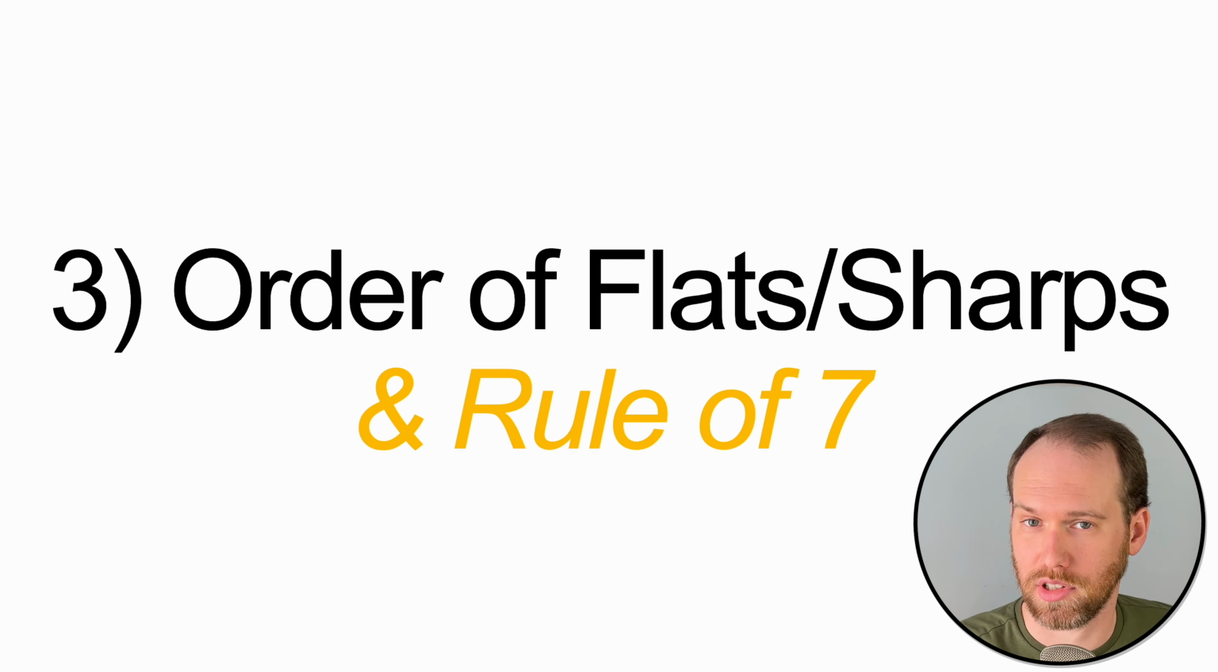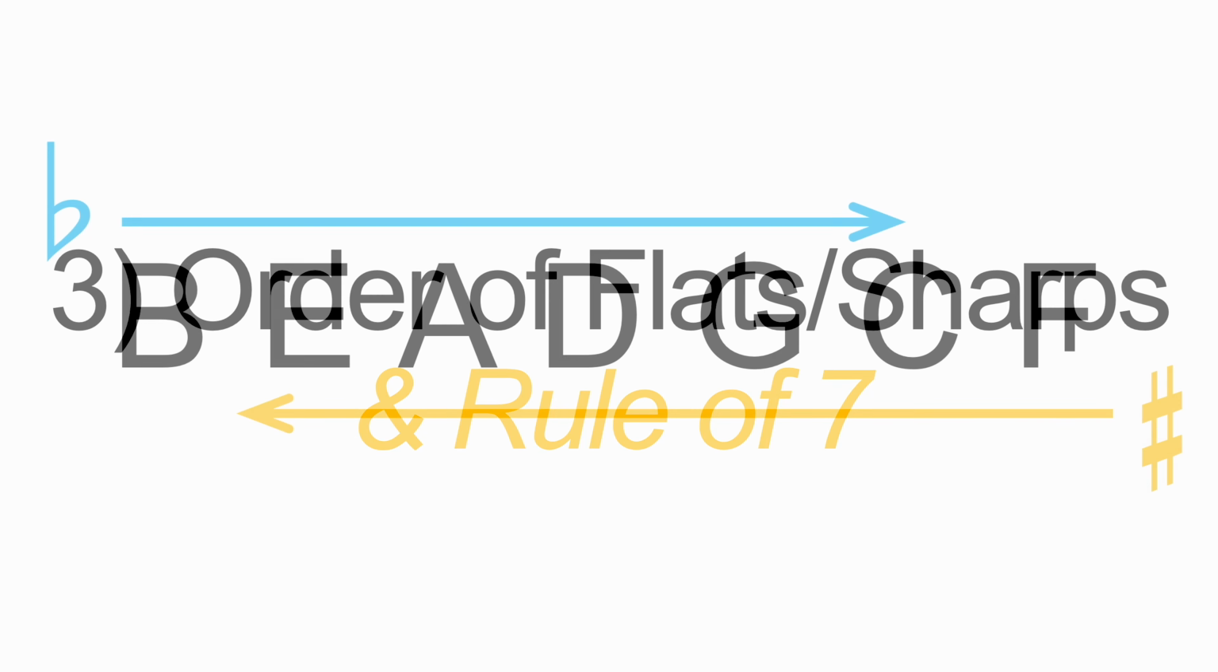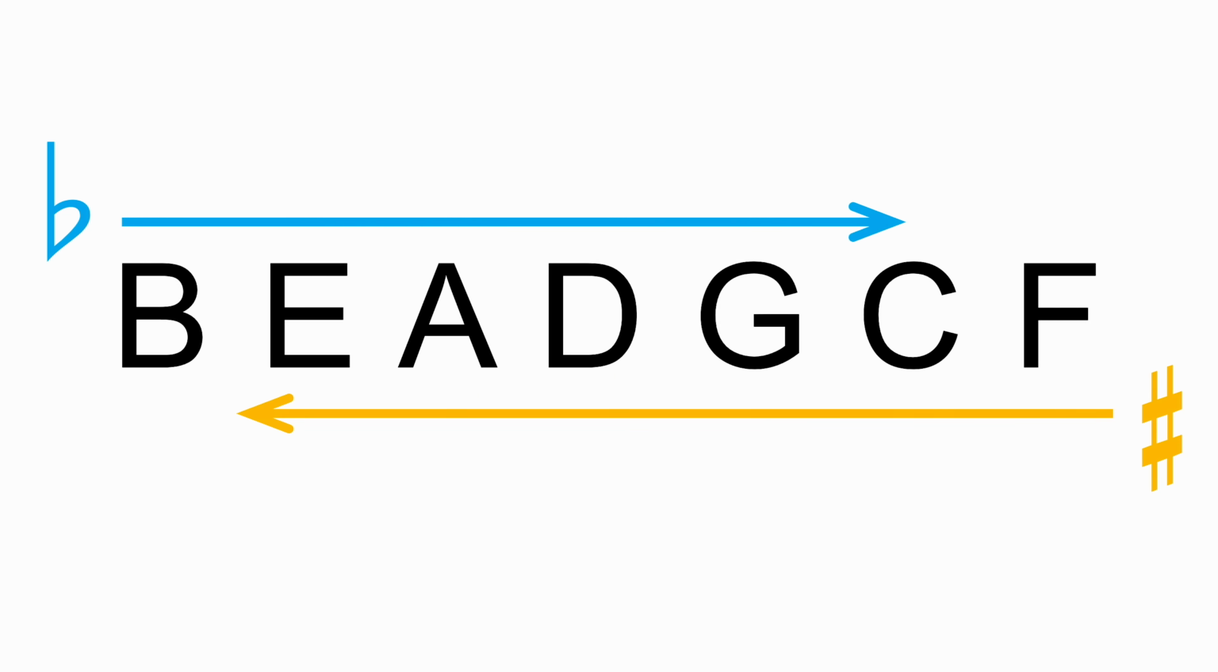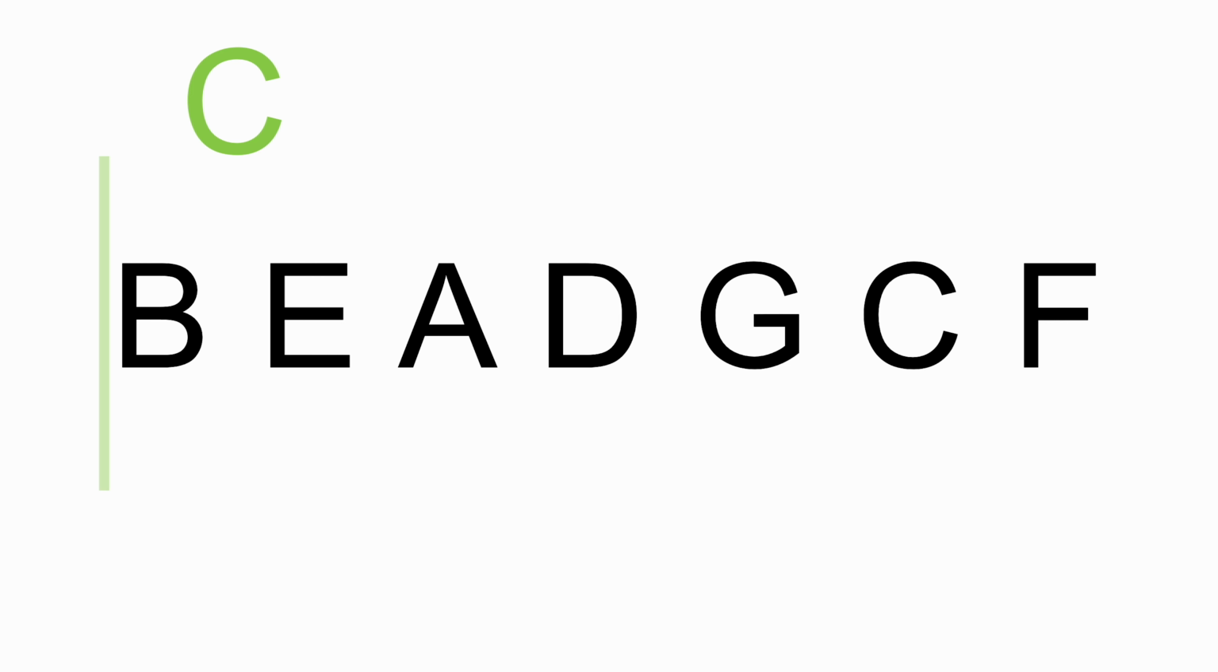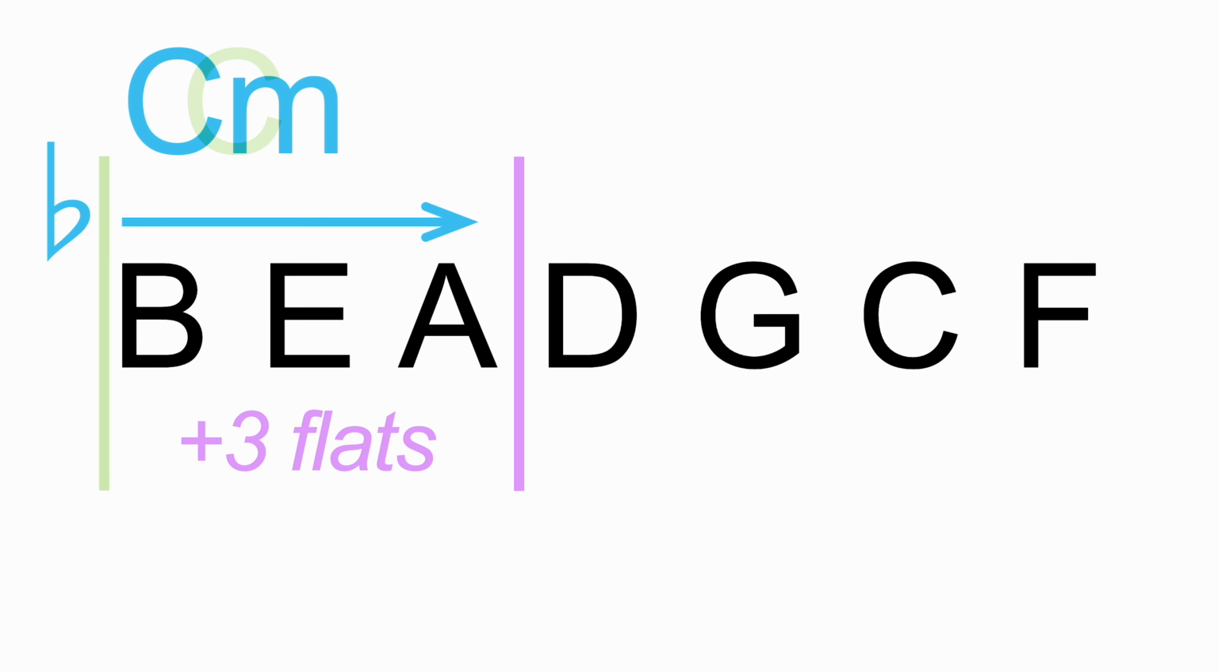Another of my favorites is using the order of flats and sharps, using what I call the rule of 7. So let's unpack this one. Again, the order of flats here: B, E, A, D, G, C, F. Personally, I just memorize B, E, A, D, G, C, F, which is what I grew up learning. So I know C major here has no sharps or flats. So I'm going to, again, add 3 flats.